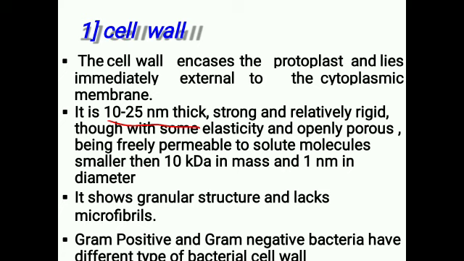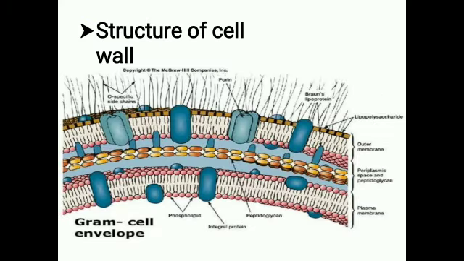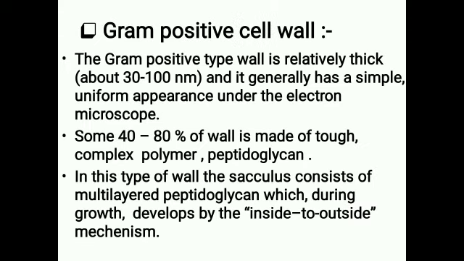Then the cell wall differs between gram positive and gram negative bacteria, which have different types of bacterial cell walls. Here the structure indicates the gram positive cell wall. The gram positive cell wall is relatively thick, about 30 to 100 nanometers, and generally its appearance is uniform because it is so thick, so a uniform band of cell wall is observed under the electron microscope.